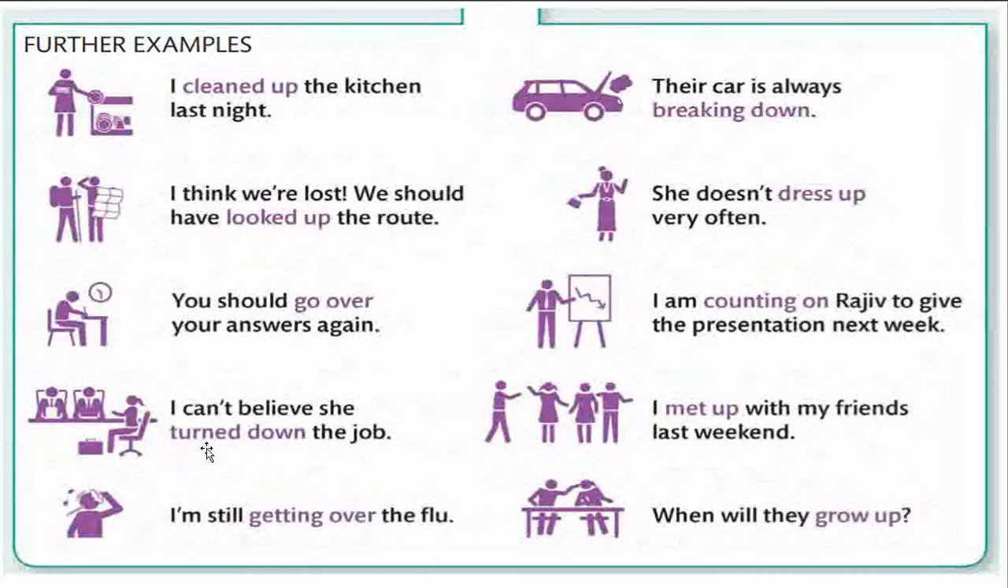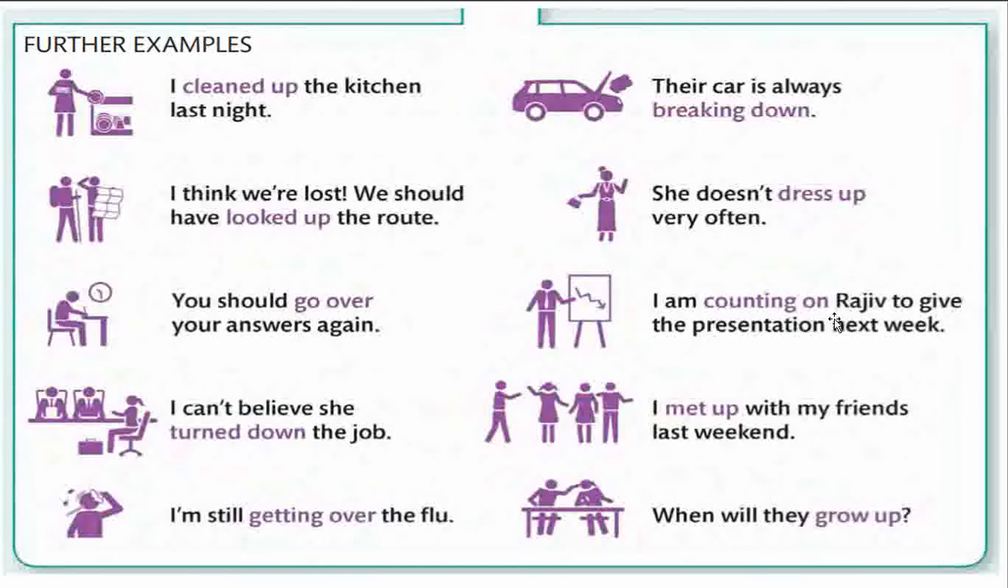I can't believe she turned down the job. Ed is added to the word turn. Turned down means refuse or decline. I'm still getting over the flu. Getting over is to overcome or recover from flu. Over here, ing is added to the word get. The car is always breaking down. Breaking down means out of order. Ing is added to the word break. She doesn't dress up very often. Dress up means to wear makeup, to have a lovely dress, jewelry, accessories, etc. That is called dressing up.